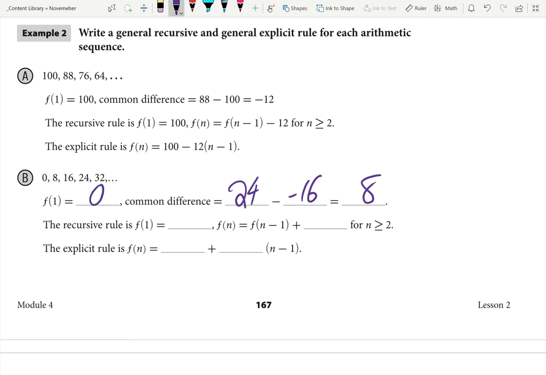So the recursive rule, we need to know these two values. We need to know the first term is 0, the common difference is 8. So f of 1 equals 0. And then f of n equals f of n minus 1 plus 8. There you go. There's our function.